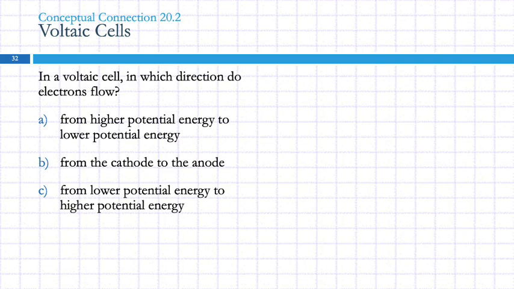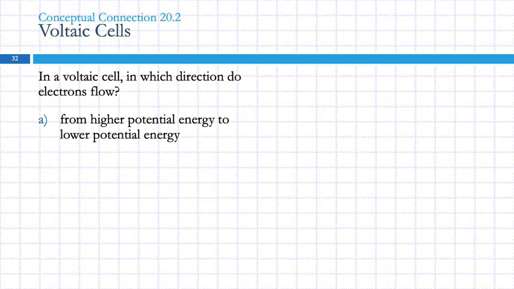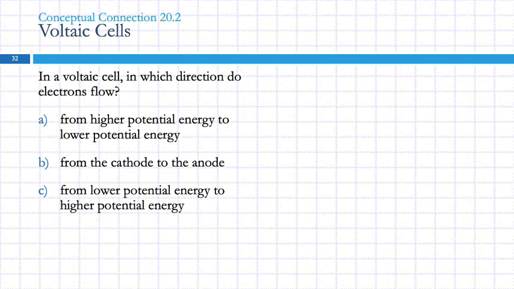So in a voltaic cell, which direction do the electrons flow? From higher potential energy to lower? From the cathode to the anode, or from lower potential energy to higher? It's A. Does a weight move from a high position to a low position, or from a low position to a high position?